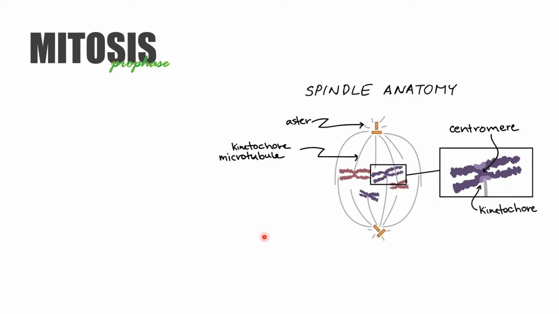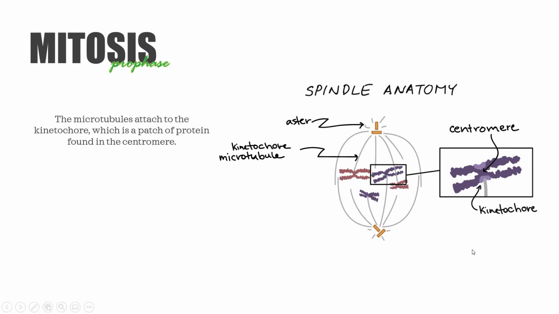Now, you see that there's also this word called aster. Okay, so sila yung mga sobrang kasi nag-elongate pa rin yung spindle fiber sa may opposite side nung centrosome, and you call that as aster.